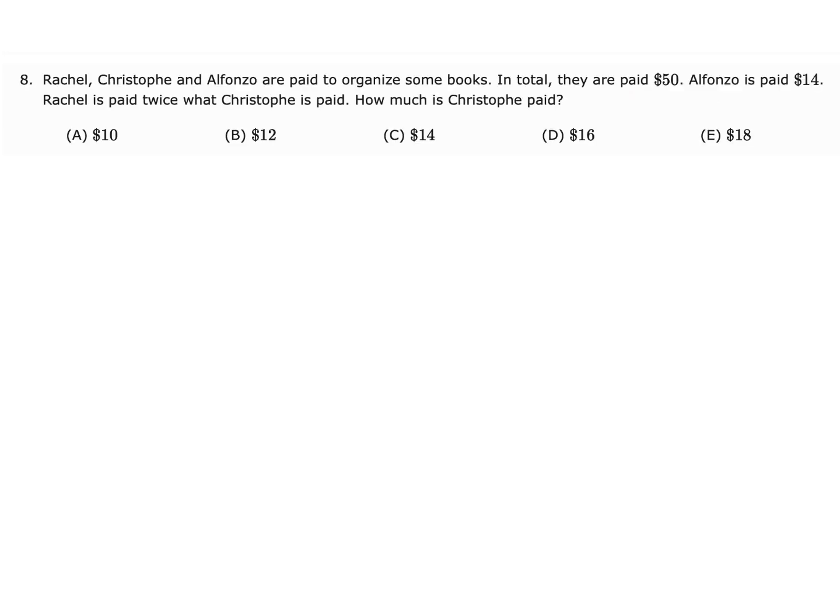Rachel, Christoph, and Alfonso are paid to organize some books. In total, they are paid $50. Alfonso is paid $14. Rachel is paid twice what Christoph is paid. How much is Christoph paid? So I have Rachel, Christoph, and Alfonso. So Alfonso's 14.